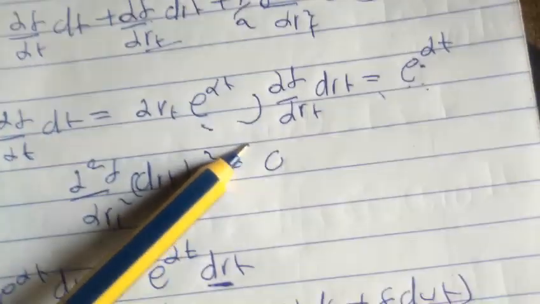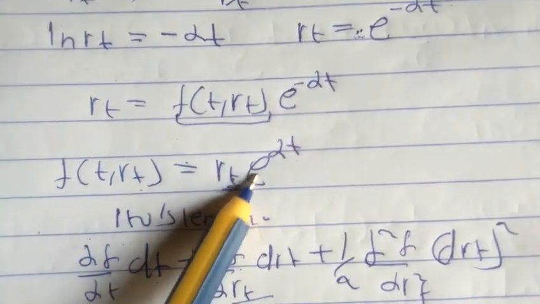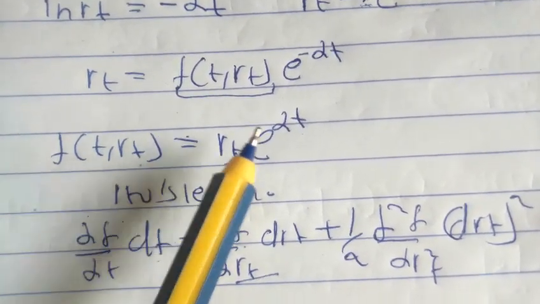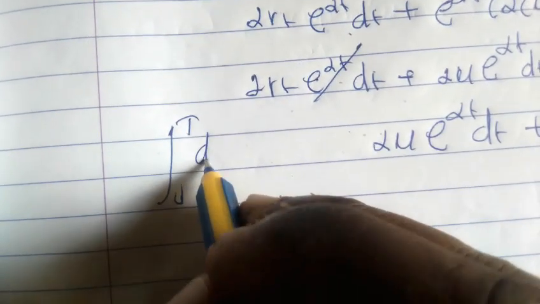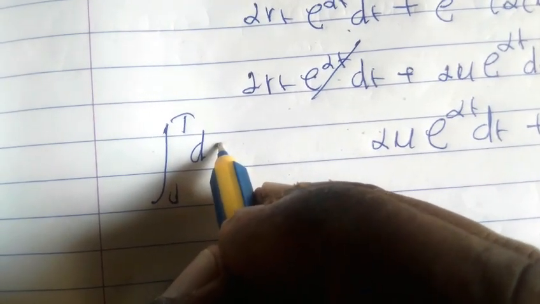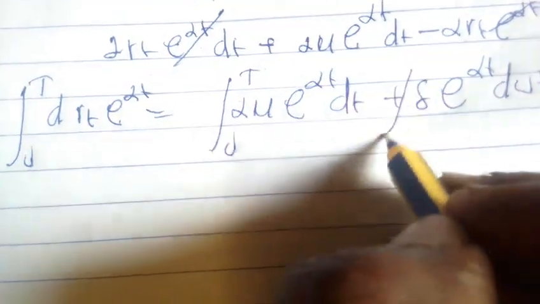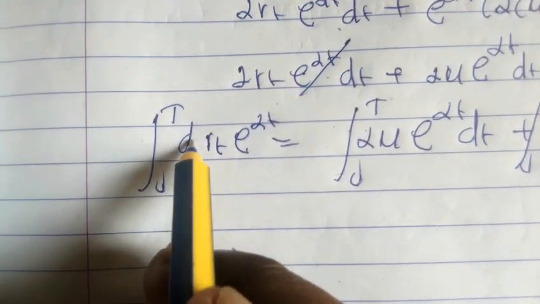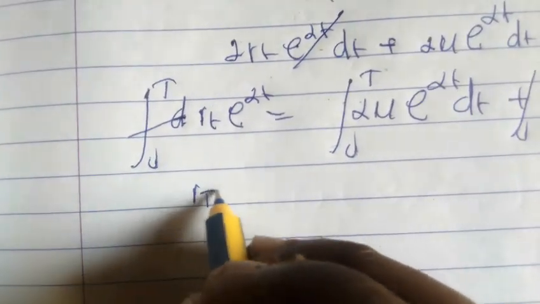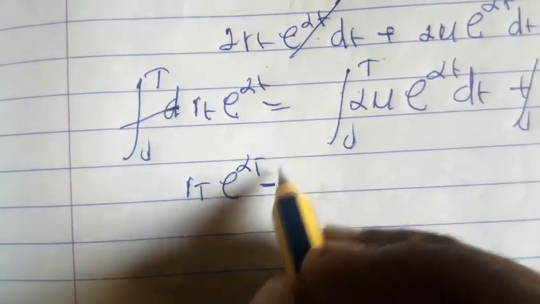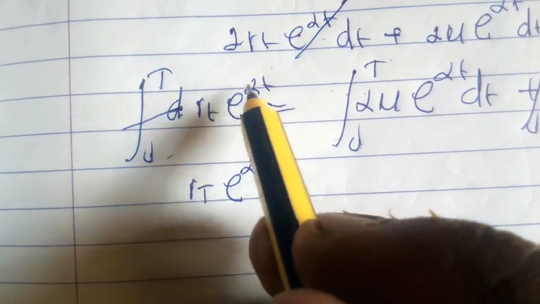Because we have this one, we are going to integrate both sides from 0 to t. So from this one, we are going to integrate from 0 to t. On the left side we get RT exponential raised to alpha T minus, when this one is raised to 0, we get 1, so R naught.